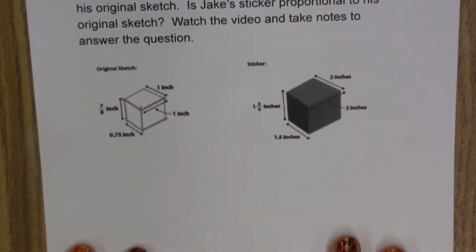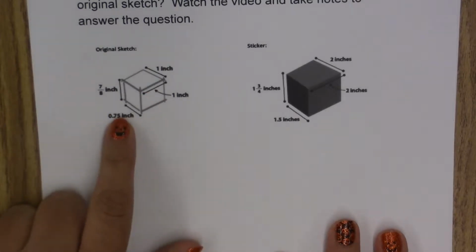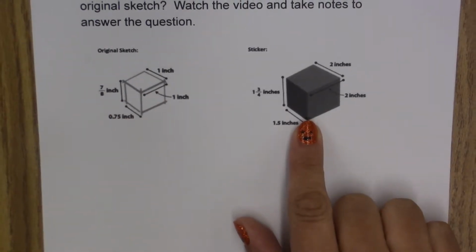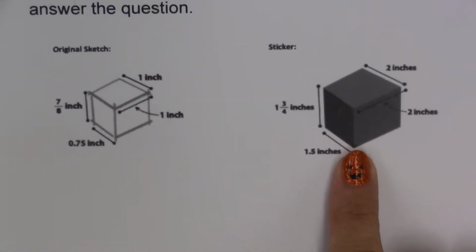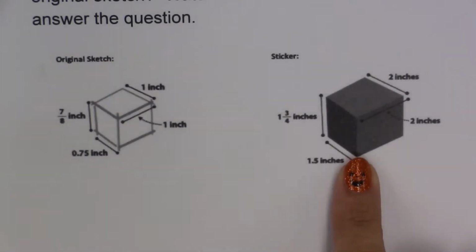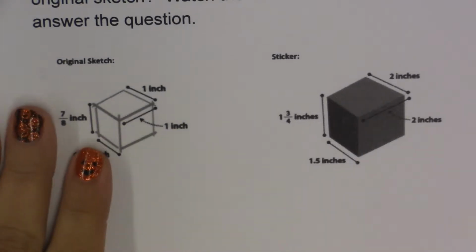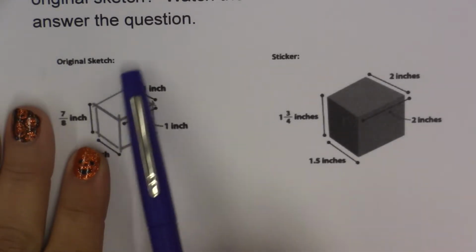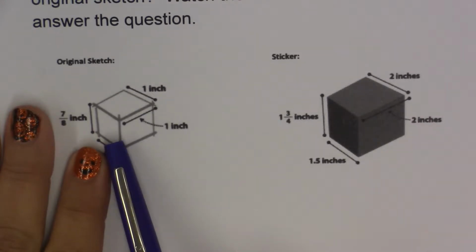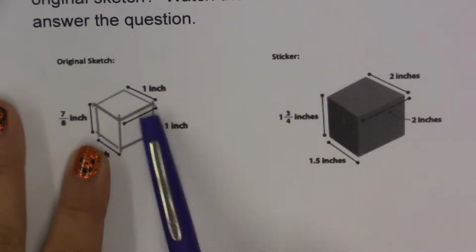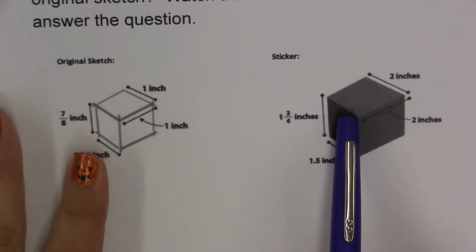So here's Jake's picture. Here's his original sketch, and here's a picture of the sticker that he drew. Zoom in just a smidge so we can see those measurements a little bit better. In order to see if they are proportional, we need to see if we can find a scale factor or a k-value that relates our original sketch to our sticker. So we're going to start with the original and see if we can find a number that we can multiply everything by to get the corresponding length over here.